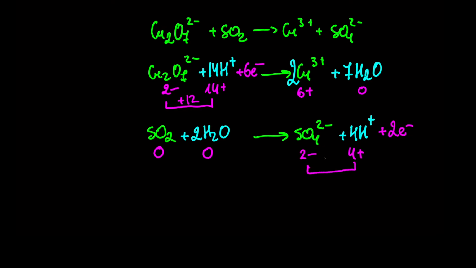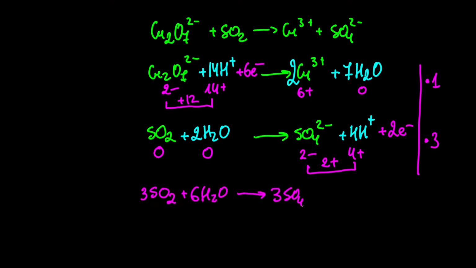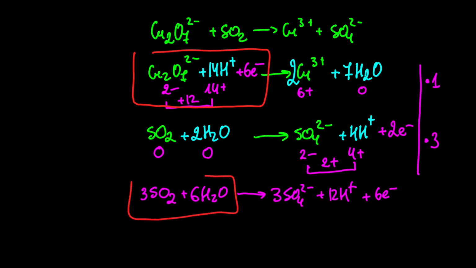Because we have a different number of electrons in our half reactions, we must even them out. We multiply the first reaction by 1 and the second one by 3. After we multiply the reactions, we have an equal number of electrons in both half reactions, so we can add them up. Once again, we add all compounds before the reaction, and then we add all compounds after the reaction.